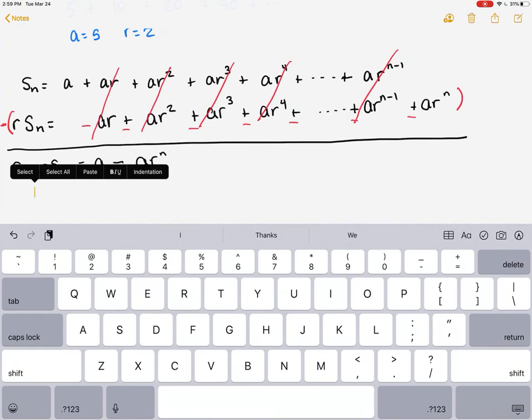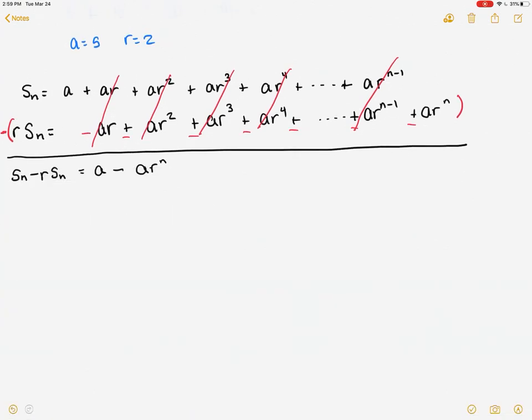Now I'm going to factor out the common factor of Sn. And I'm going to have a 1 minus r here. Over here I'm going to factor out the common factor of a. And I'm going to solve for Sn. Remember, Sn was our notation for the nth term, or the nth partial sum.